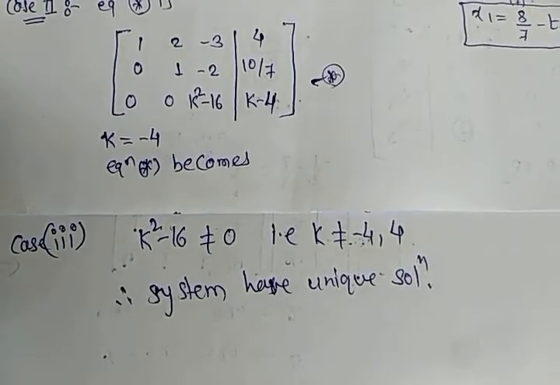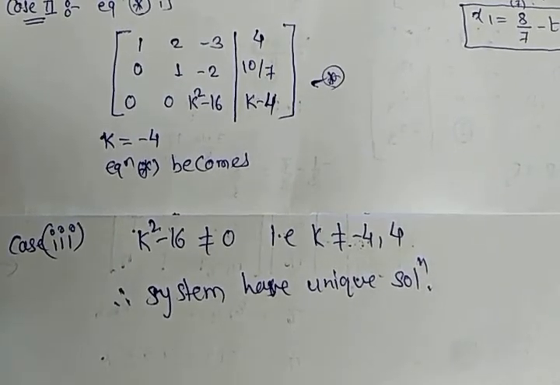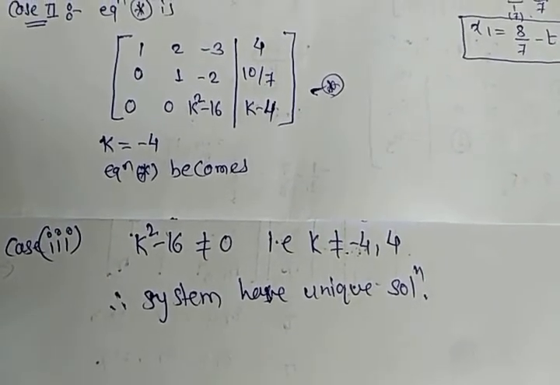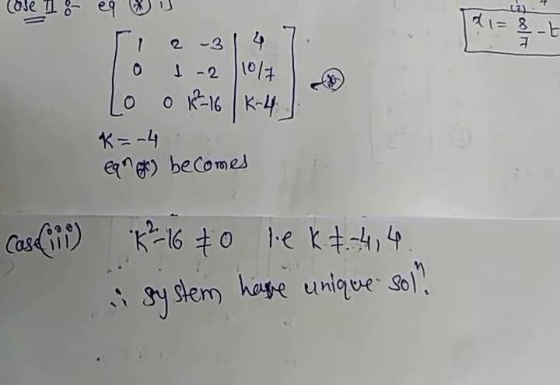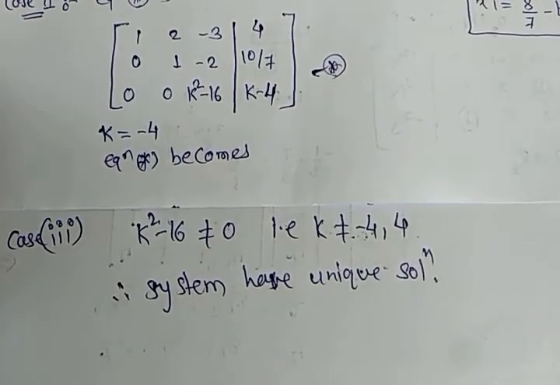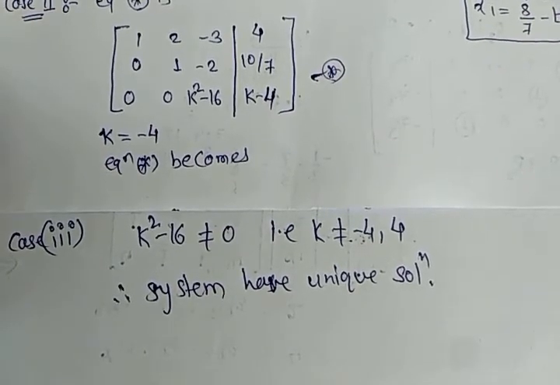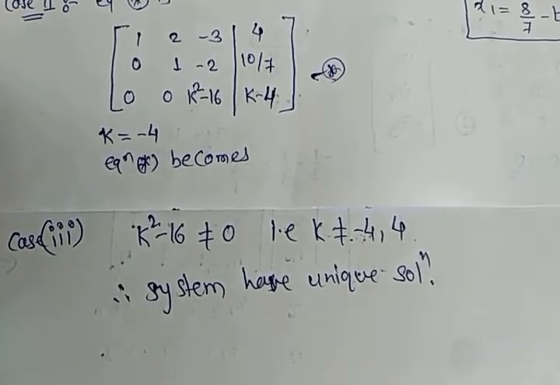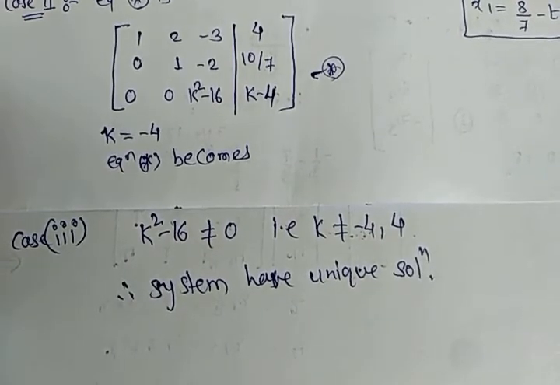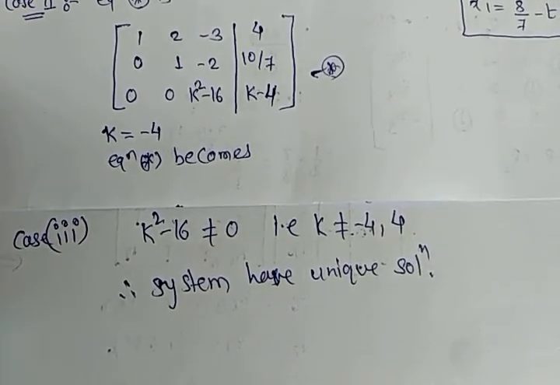Okay, so we stop here. Please see the examples related to the Gauss elimination method and Gauss-Jordan method. In this we first find the row echelon form and reduced row echelon form, and after obtaining the matrix in these two forms, we find the solution of the system.